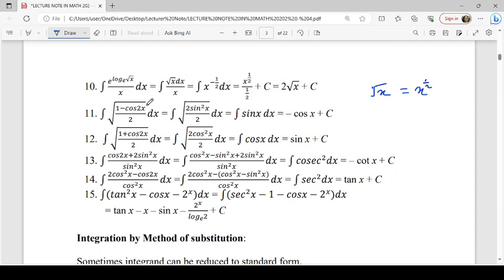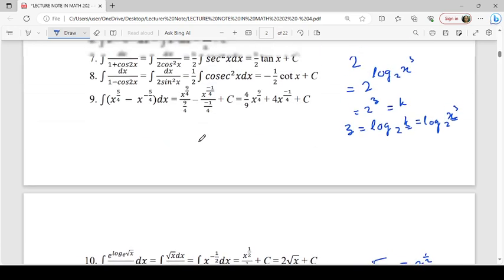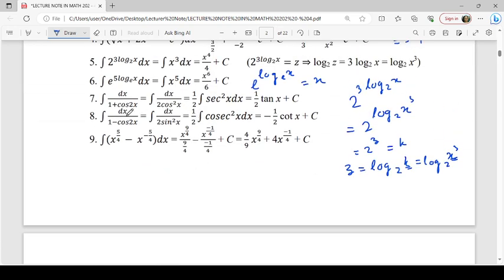Similarly, this 1 minus cos twice x, I am writing here as 2 sin square x, then this 2 goes, and it is integration of sin x, which is minus cos x. Similarly, this one is 2 cos square x, as we have got there, the same.